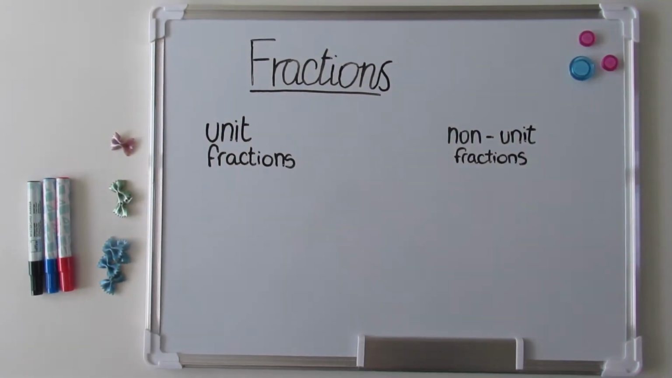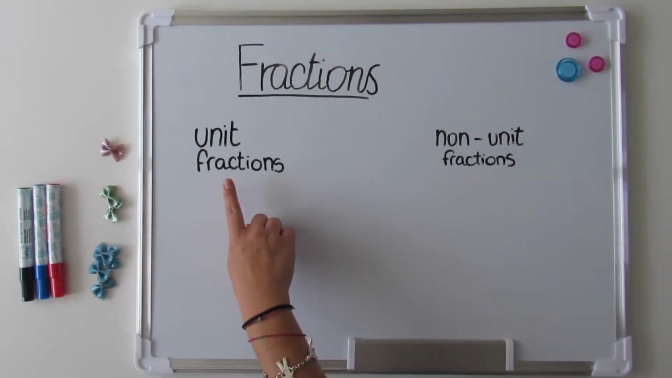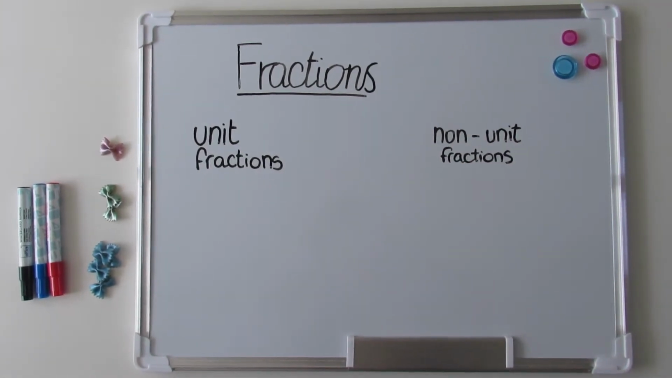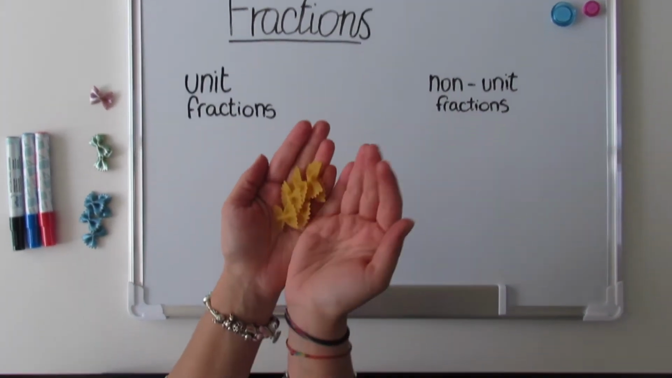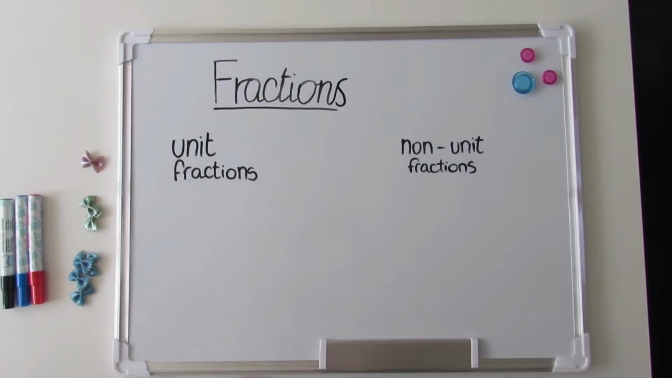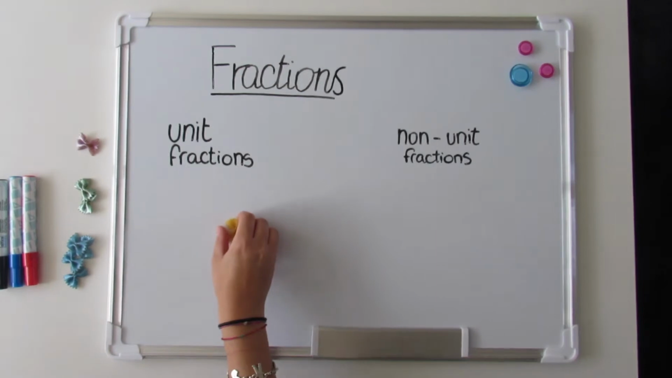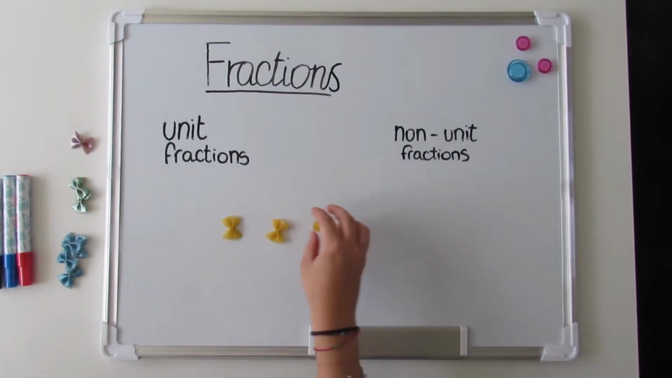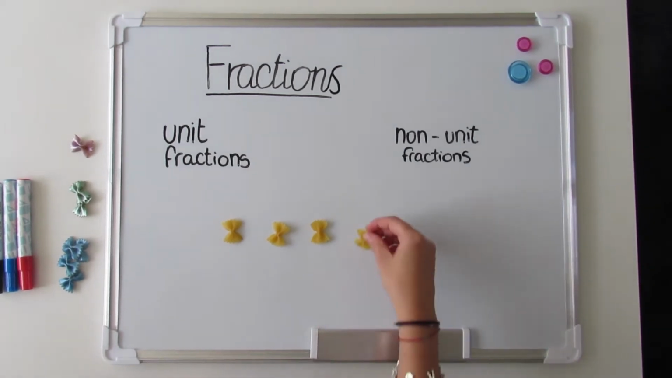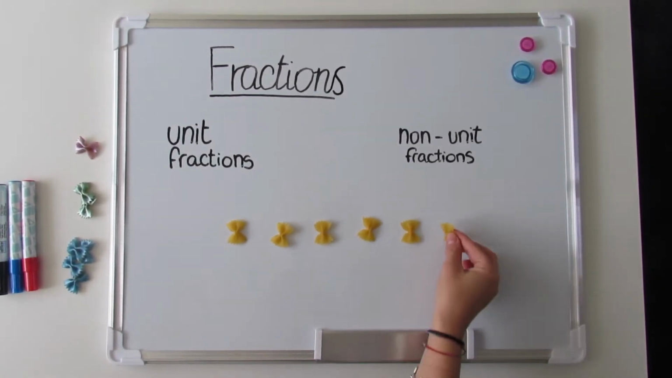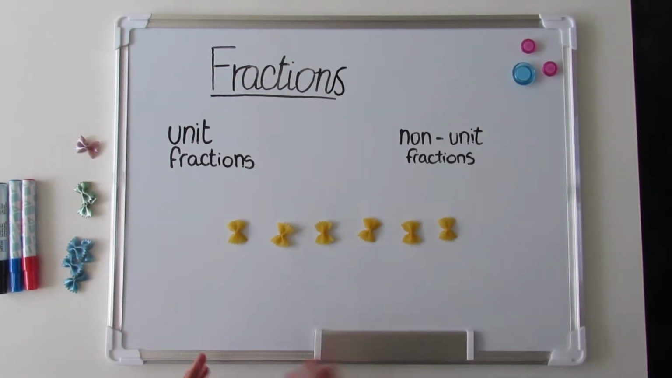Okay, as we said, today we're going to talk about unit fractions and non-unit fractions. To do so, I decided to use pasta that you can find at your place, but anything is doable. So we are going to display all the pasta we have, and that's going to be our whole. So for today, I decided to use 6, we call them butterflies. 6. So this is our whole.